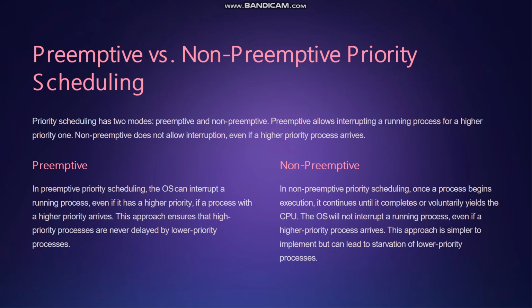Preemptive. In preemptive scheduling, the OS can interrupt a running process if a process with higher priority arrives. This approach ensures that high priority processes are never delayed by low priority processes. Non-preemptive. In non-preemptive priority scheduling, once a process begins execution, it continues until it completes or voluntarily yields the CPU. The OS will not interrupt a running process, even if a higher priority process arrives. The approach is simpler to implement but can lead to starvation of lower priority processes.